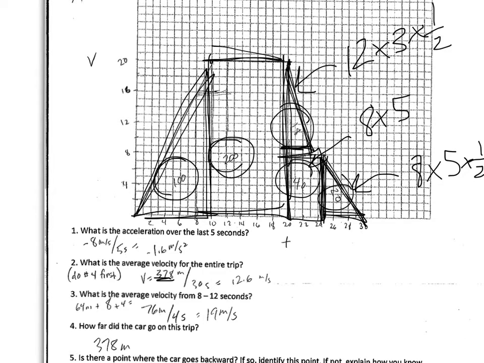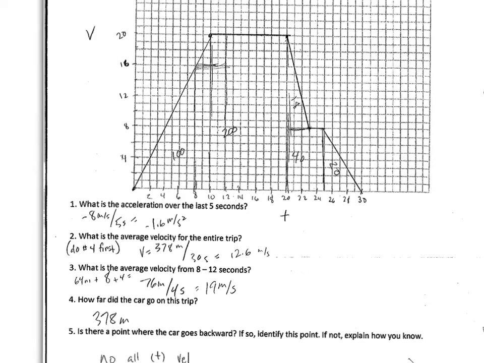I divided that by the total time of the trip, which is 30 seconds, to get an average velocity of 12.6 meters per second for question 2. Question 3 asks a similar question but over a different interval. This is interested in the average velocity from 8 to 12 seconds.